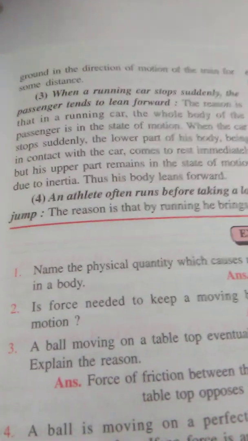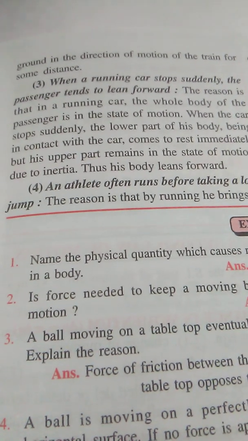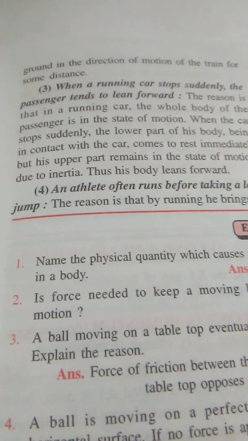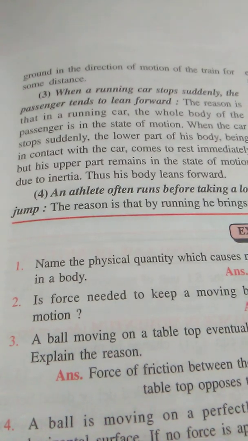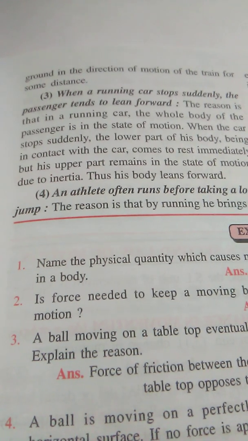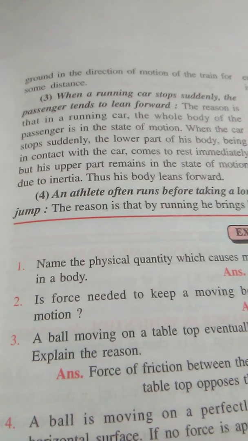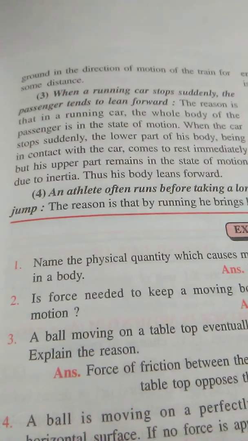Then we have, when a running car stops suddenly, the passenger tends to lean forward. Again, the reason is the same. Due to the inertia of motion, the whole body is in the state of motion, and when the car suddenly stops, then what happens? The lower part comes to rest while the upper part is in motion. That's why he tends to lean forward.